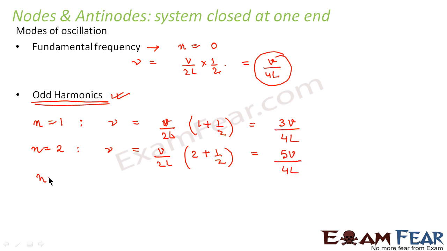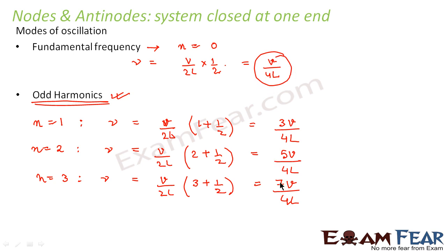Now let us calculate for n equal to 3. The frequency becomes v by 2L (3 plus 1 by 2), so this becomes 7v by 4L. So what do you observe here? Here you can see that the fundamental frequency is v by 4L.